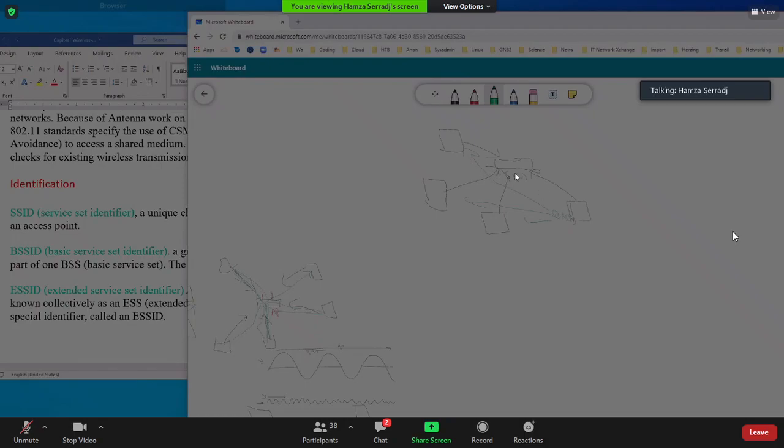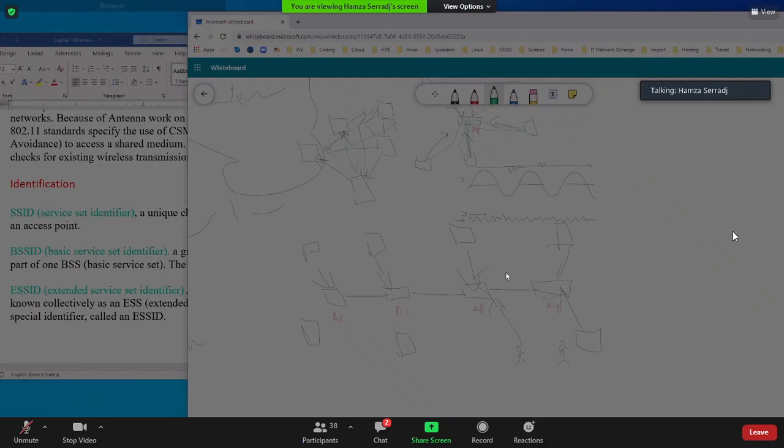We are a family, right? We are connected to the same access point. When they share the same BSSID, they identify each other as belonging to the same access point. We have another one called Extended Service Set Identifier, or ESSID. You remember that mesh we talked about before? Here you go, this mesh here, right? So you're going to find an SSID for the access point.